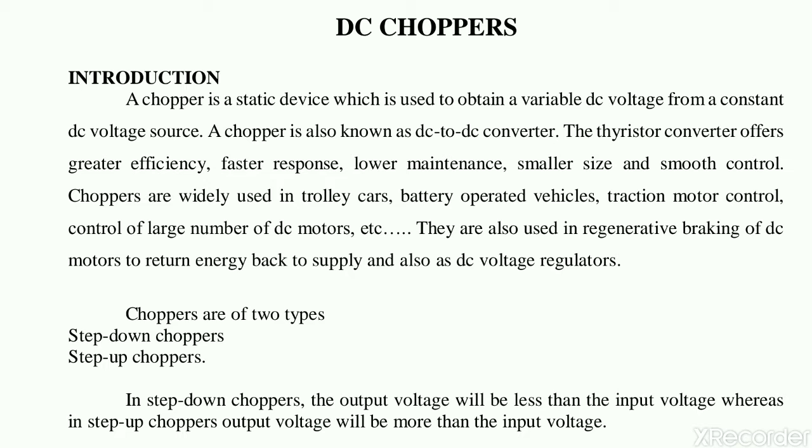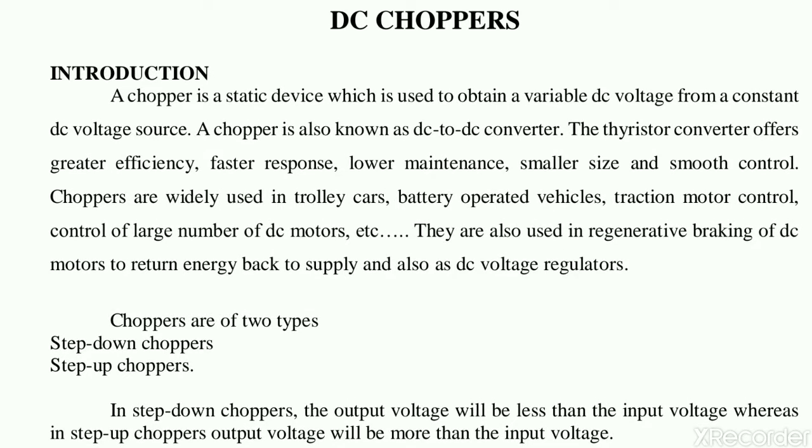One can see in the introduction part of DC choppers, a chopper is a static device which is used to obtain a variable DC voltage from a constant DC voltage. A chopper is also known as a DC to DC converter.